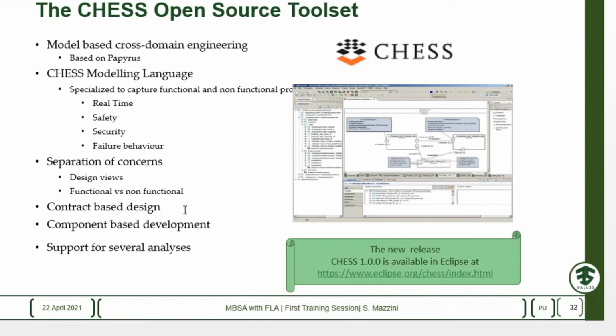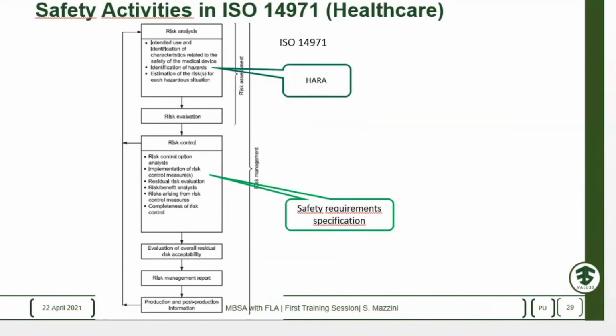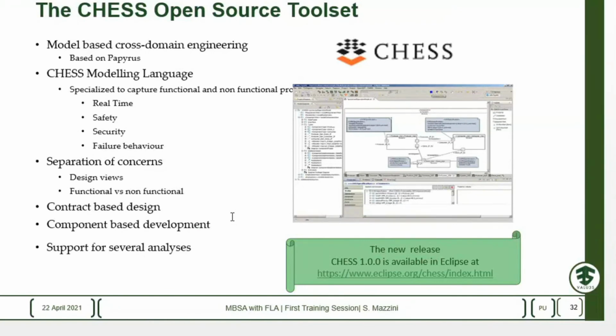This work has been done in collaboration with Fondazione Bruno Kessler, and the main support tools are provided by Fondazione Bruno Kessler. There are principles for component-based development that are applied in particular for software development and real-time analysis. And there are also several other analyses. This tool is available on Eclipse. Recently, we have released version 1.00, that is a full release.